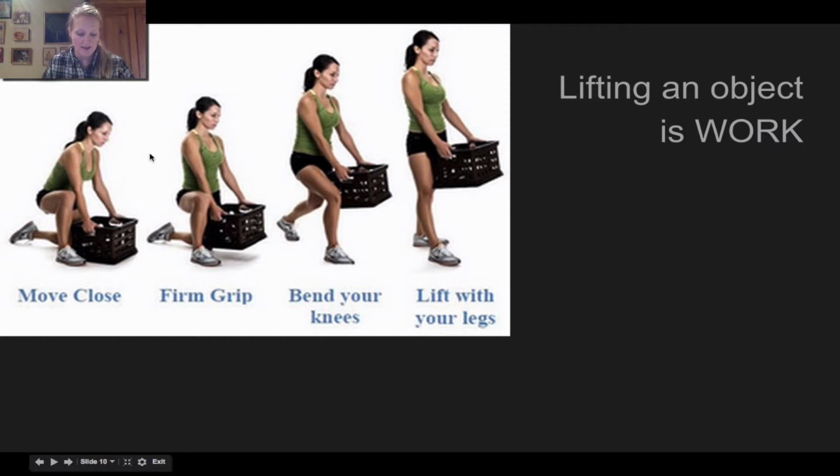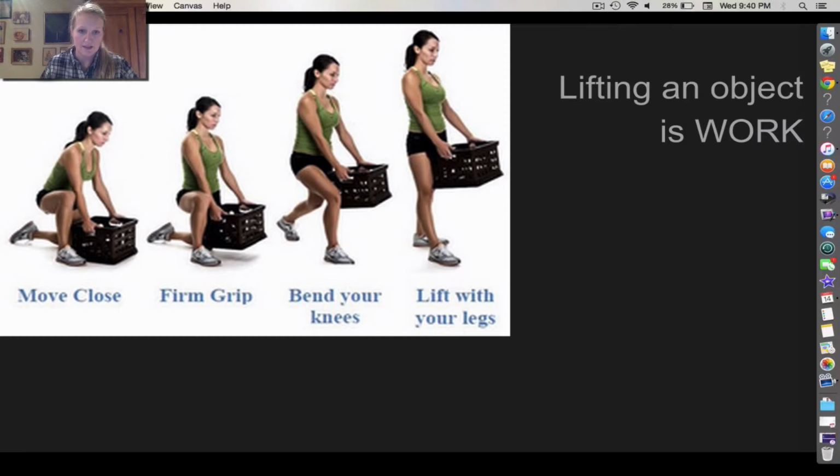So lifting an object is work. Lifting the object is classified as work because the force is in the upward direction. So it's lifting up, and so the direction of the motion is the same. And so that's why it works as work. That's why it's considered work. So the direction of the motion, both of them are the same, up and up.